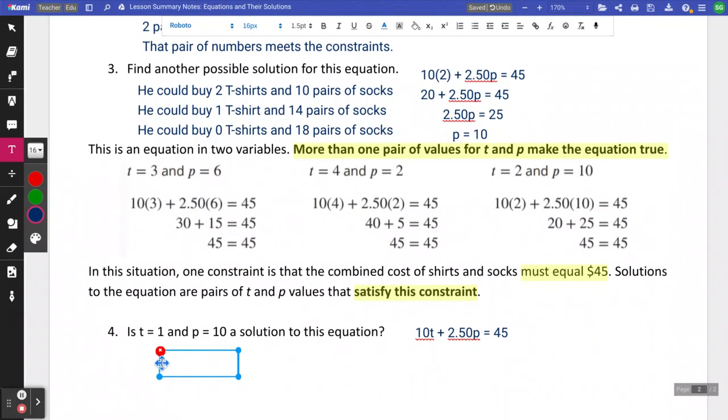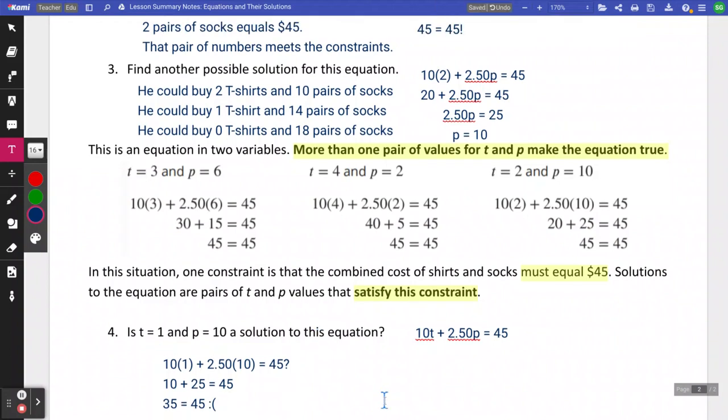Well, if I'm doing the same process that I've been doing this whole time, I want to check to see if those are solutions by substituting them in. So here's my 1 shirt and 10 socks. And I'm checking to see, will that give us the $45? 10 times 1 is 10. 2.50 times 10 is 25. And our problem here is 10 plus 25 equals 35, not 45.